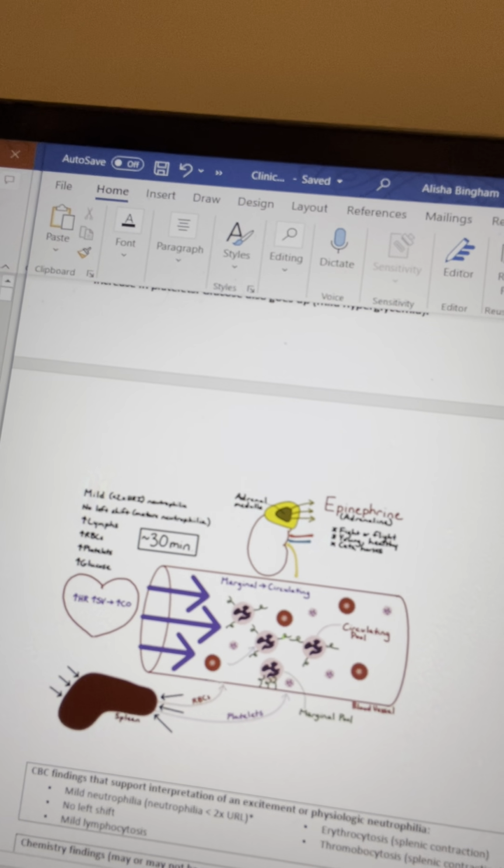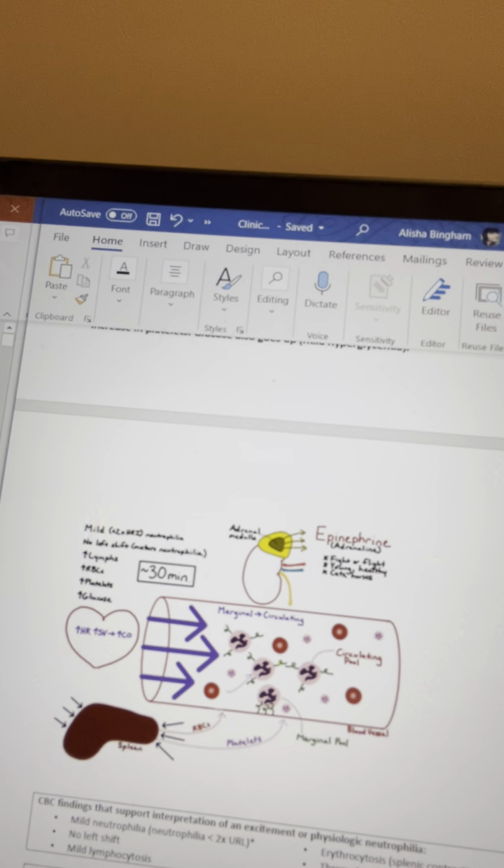So total plasma proteins will not increase. However, the red blood cells will increase. There's an increase in platelets, and glucose also goes up, so that's a mild hyperglycemia. And here's the picture to go with it, everything I just talked about.